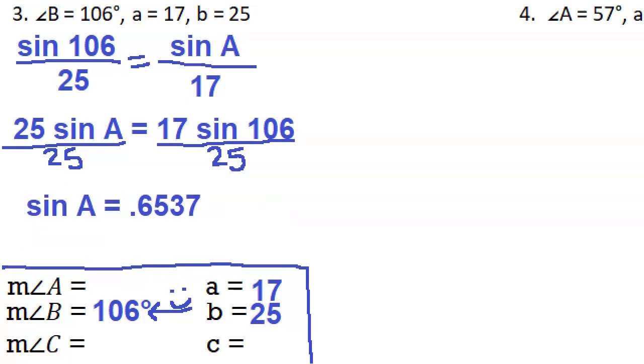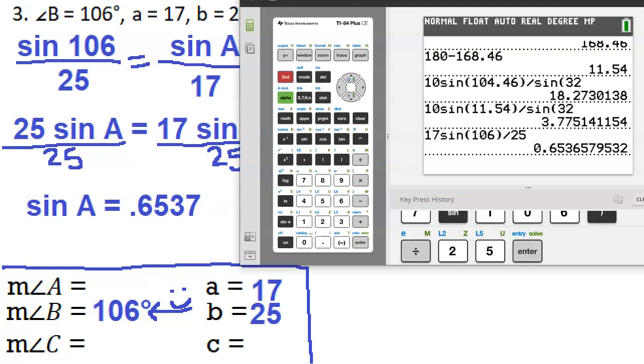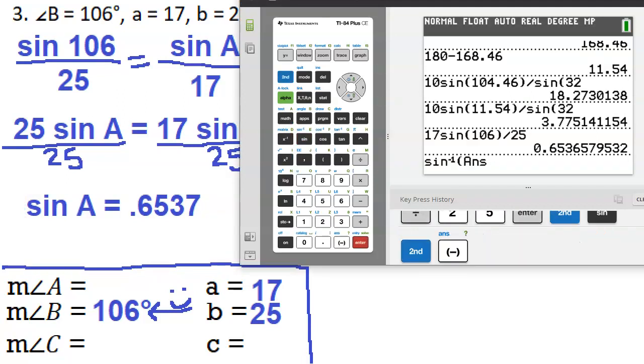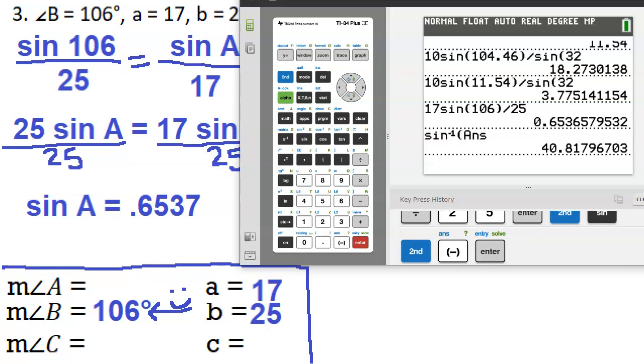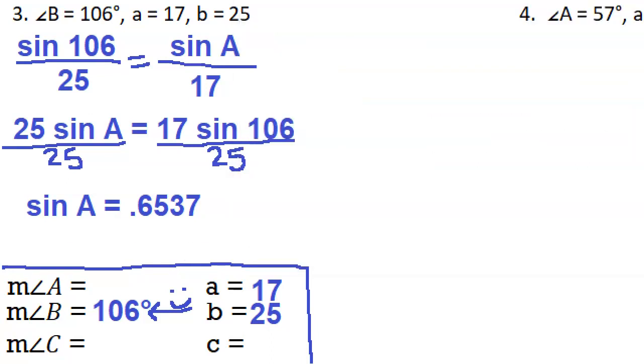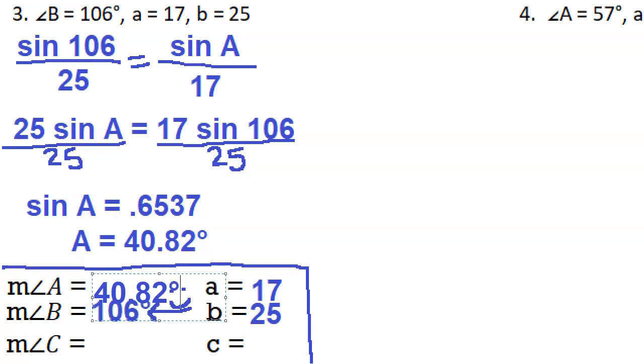And then remember, if you want the missing angle, you're going to have to do the inverse sine of what you just got, and you get 40.82 degrees. All right, there you go. So again, that trick about supplementary angles that we did earlier in example number 2, we don't have to worry about because the obtuse angle was already given to us.